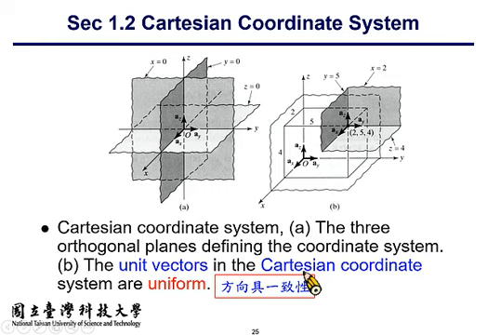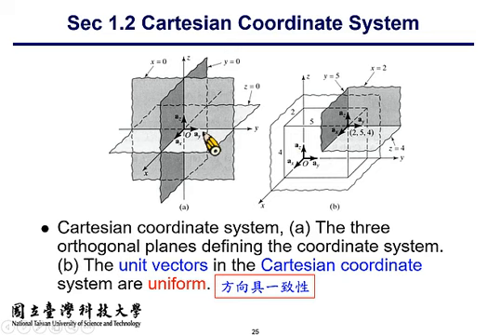However, in section 1.3, we introduce two other coordinate system types, that is the cylindrical coordinate system, 圆柱坐标系统, and the spherical coordinate system, 球坐标系统. In most cases, the spherical coordinate system is more suitable for describing wave propagation in space. All right. So here is an illustration of the Cartesian coordinate system.